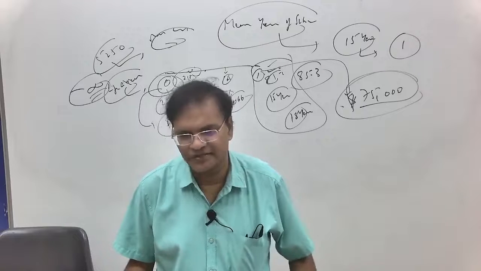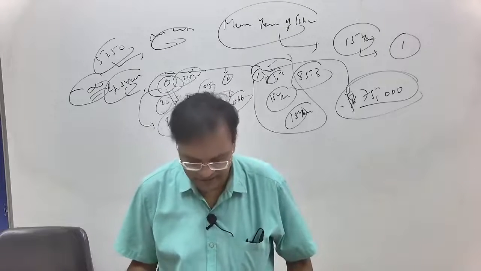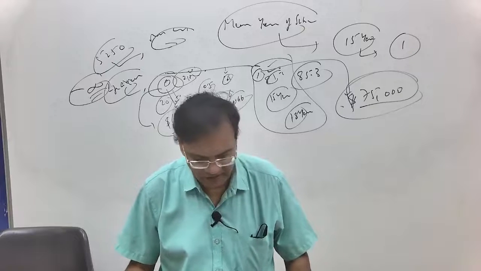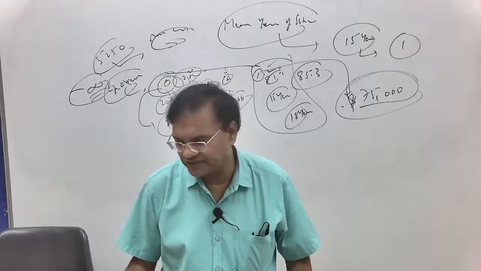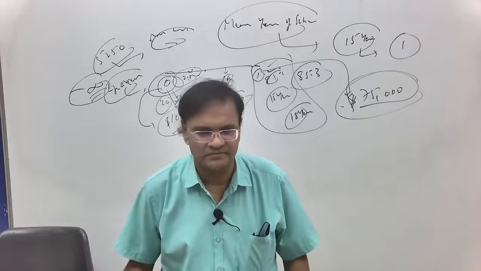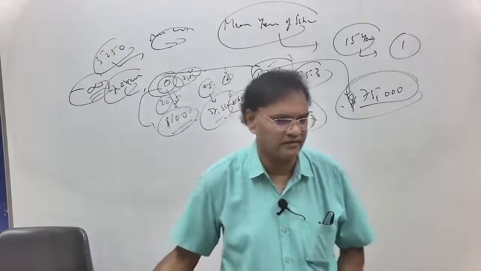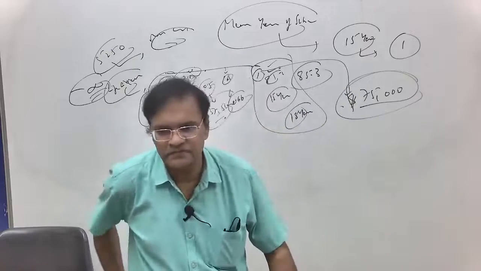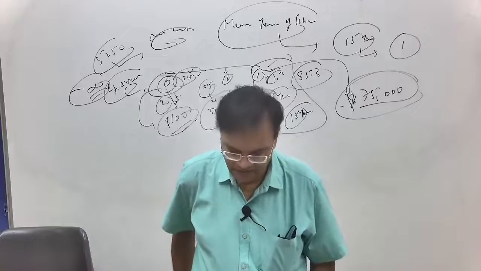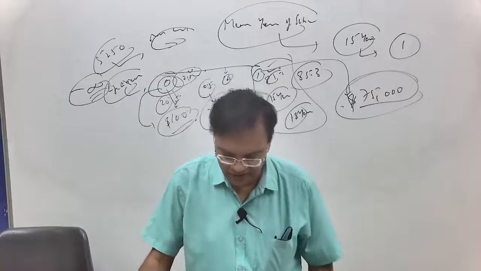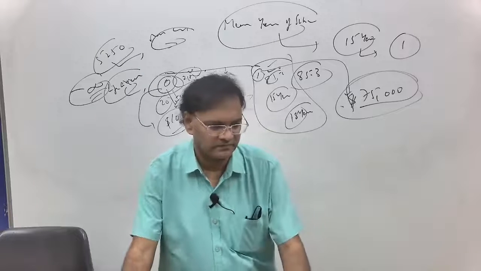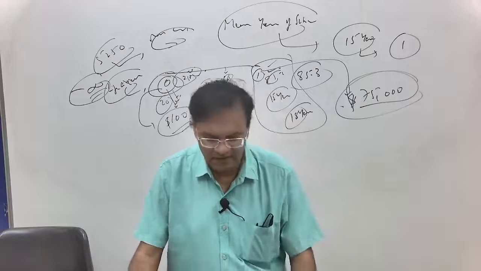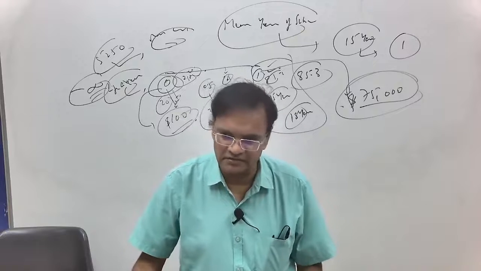Why has India's ranking slipped? Because India's life expectancy has gone down. India's life expectancy has gone down to 67.2 years from 69.7 years. Earlier it was 69.7 years, now it is 67.2 years.